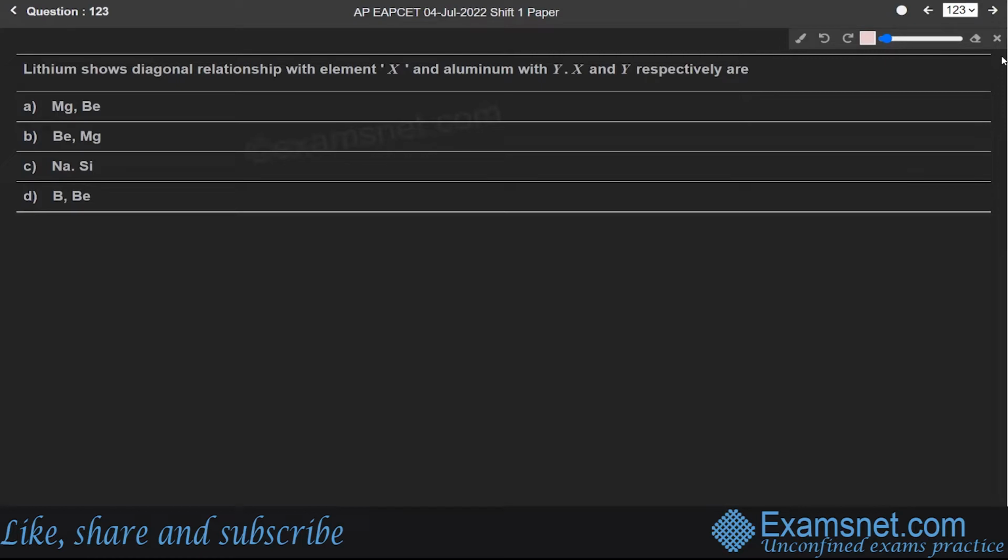Second, I will be telling you the chances of every question repeating in the exam, because if you follow the certain trend, you can easily predict which question can be coming in the next years. You can see this question number 123 even belongs to the 2018 paper of MSET, the same question of diagonal relationship.